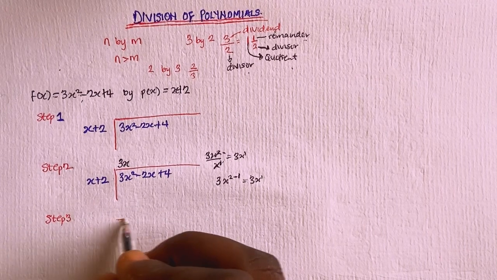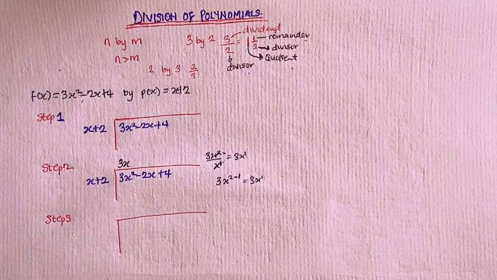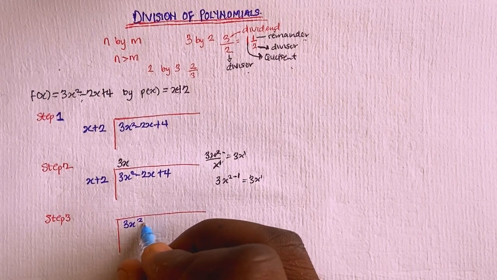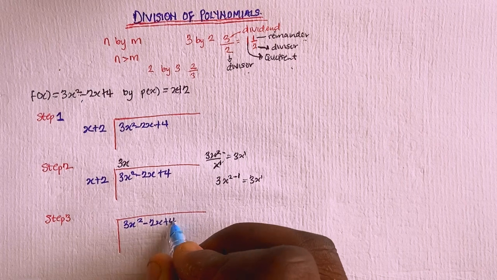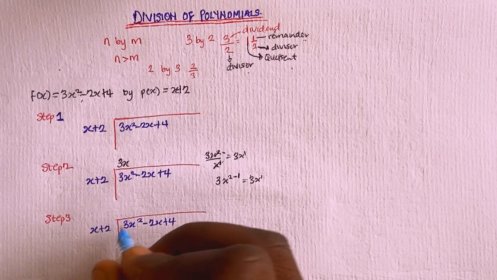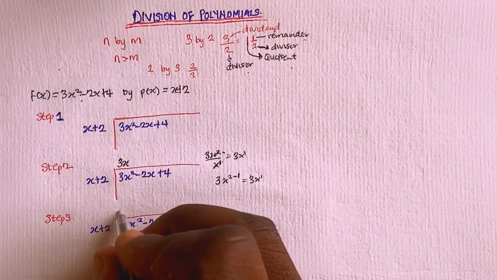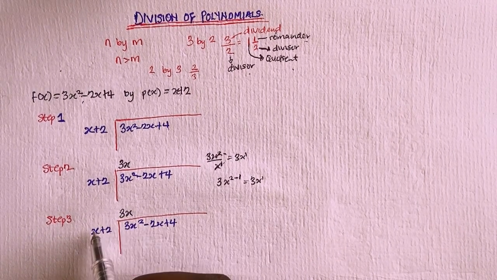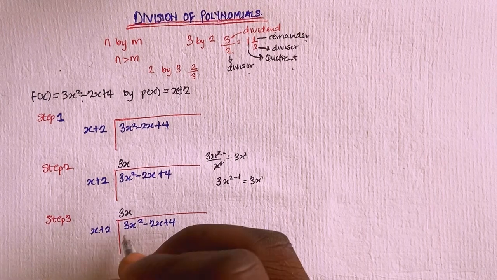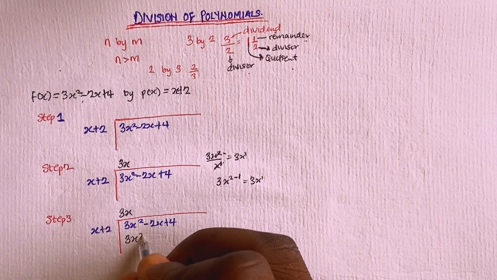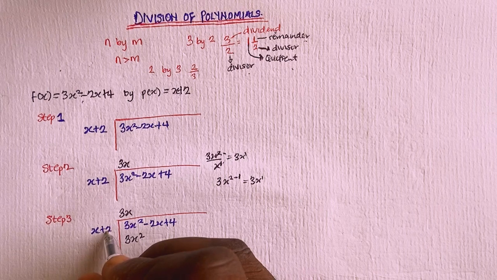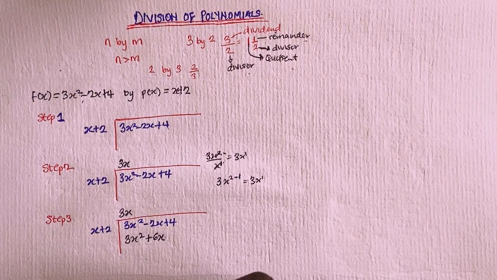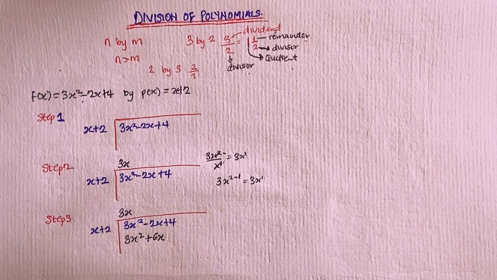Step 3: you have a root-like structure again. Everything inside is 3x squared minus 2x plus 4, then you have x plus 2, and your 3x at the top. What you are going to do now is use this 3x to multiply everything here. 3x multiplied by x is 3x squared. Then 3x multiplied by 2 is plus 6x. So that's just step 3.